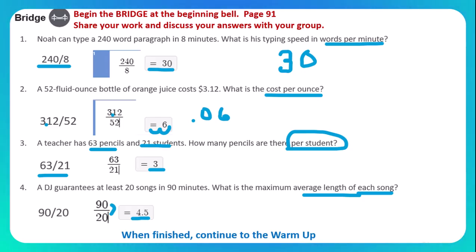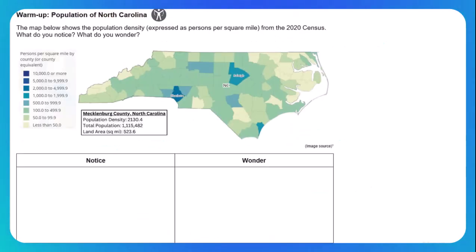All right, now that you've written that down, if you have any questions, you'll have to email me or write your questions on a sticky note and place them on the door so I can get back to you with your answers. All right, we're going to move on to the warm-up.